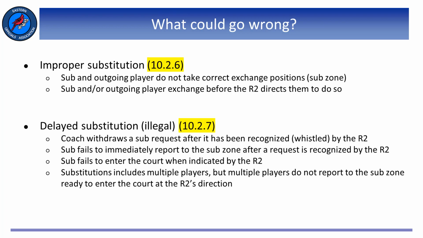We also have what we call delayed subs, also known as an illegal substitution. If a coach withdraws a sub request after it has been recognized and whistled by the R2, this would be a delay. If the sub fails to immediately report to the sub zone after a request is recognized by the R2, this would also be considered a delay. If the sub fails to enter the court when indicated by the R2, again, a delay. Or if the substitution request includes multiple players, but multiple players do not report to the subzone ready to enter the court at the R2's direction and therefore cause a delay in the match.